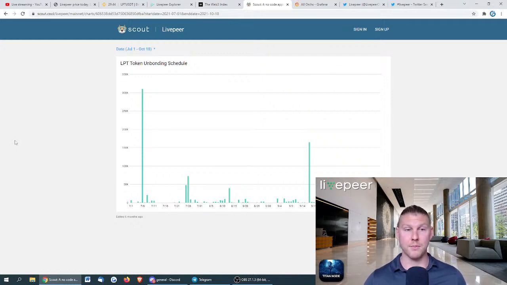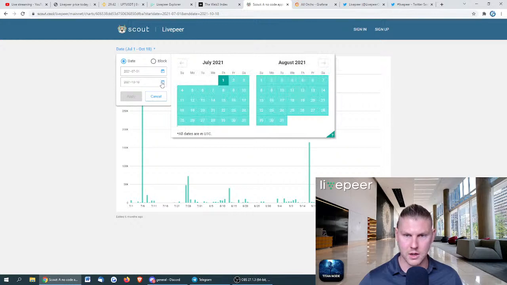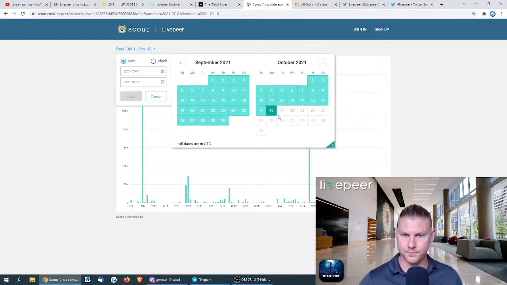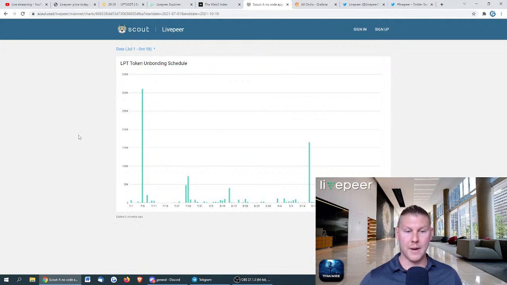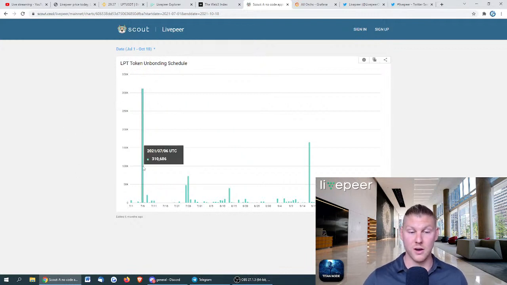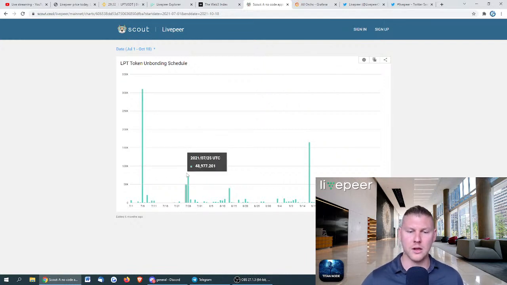Funny enough, bring up the chart here. This is the unbonding schedule from July 1st till now, right? Make sure that this is over the 18th today. Cool. As you can see, some of the largest unbondings here, 310,000 LP, like a whale unbonded in one go, was back on July 6th, right? You can see some other ones here of people unbonding, you know, 48,000 here, that's a whale, 72,000, that's a whale. These people have over $1 million US invested in Livepeer specifically, right?